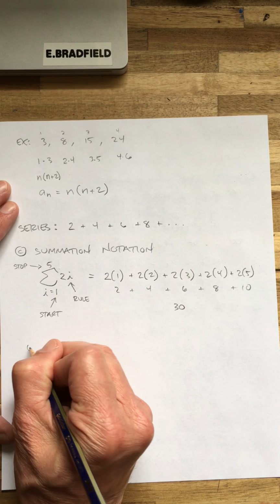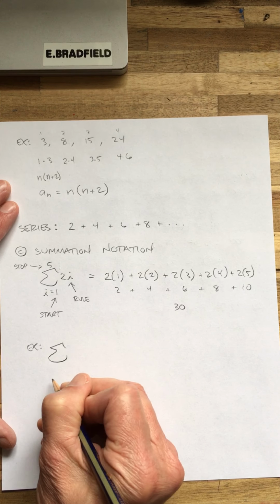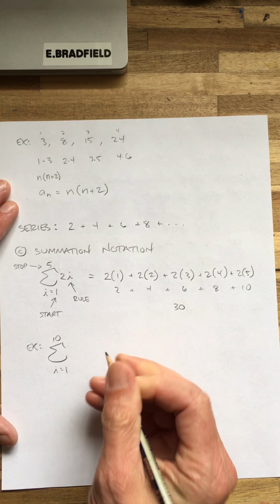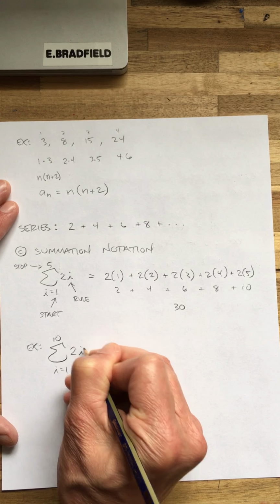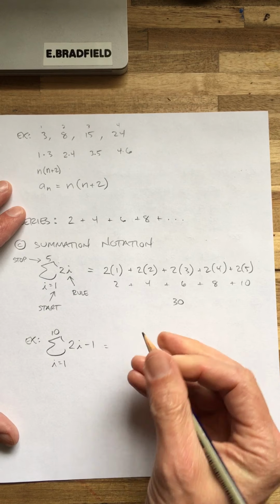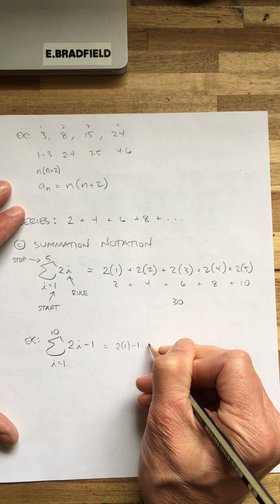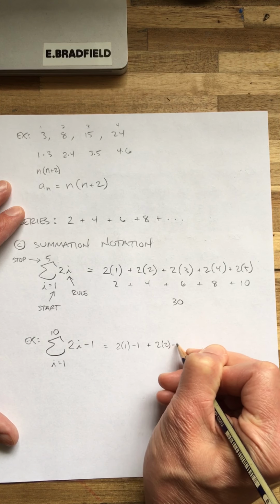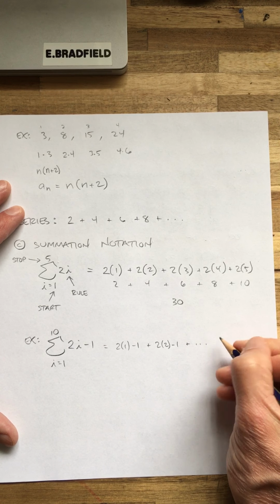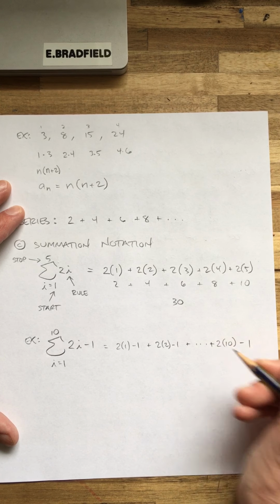Let's try this. Sorry, this is so rushed, but it kind of has to be. So we have sigma, we have i equals 1 up to 10, okay? And the rule is 2i minus 1, okay? And let's see what we have. We have 2 times 1 minus 1, plus 2 times 2 minus 1, plus all the way up to, watch this, 2 times 10 minus 1, okay? All those guys added together.